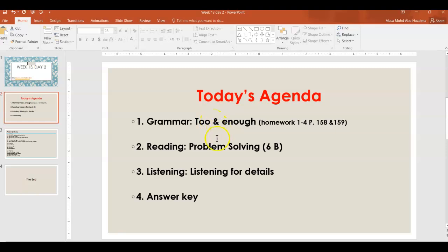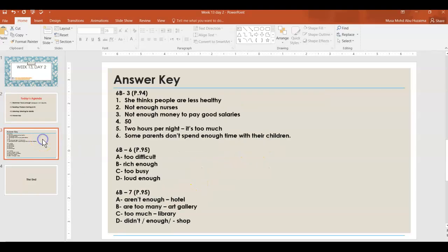Today's agenda: first, we'll talk about how to use too and enough. I'll explain that in a minute. And then after you finish, you need to do homework, activities 1 to 4 on pages 158 and 159 of the book. Then we'll do some reading about problem solving, lesson 6b, and then we'll do some listening, okay? And the answer key for lesson 6b is here, okay?